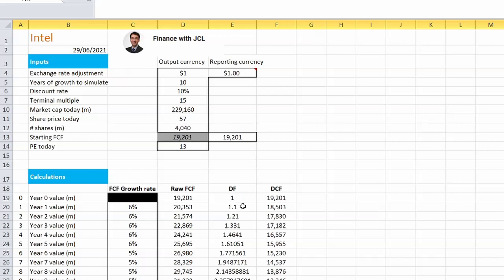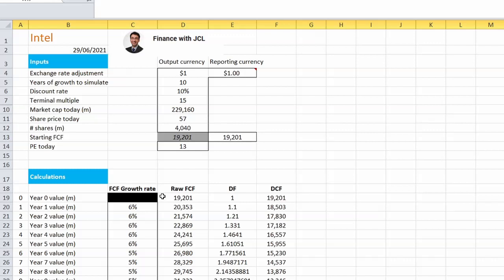So the discount factor grows as you get further in the future, to reflect the fact that the money in the future is worth less by that factor of 10% a year than the money today, because you're assuming that you can get 10% on your money if you didn't invest in this company. So that's the discounting point.